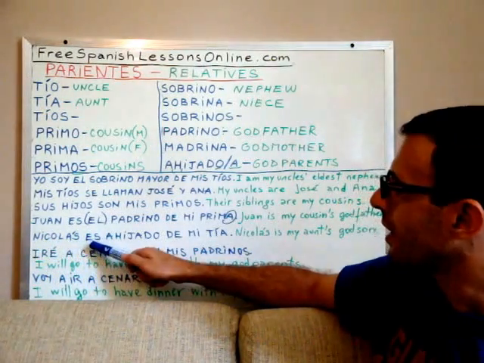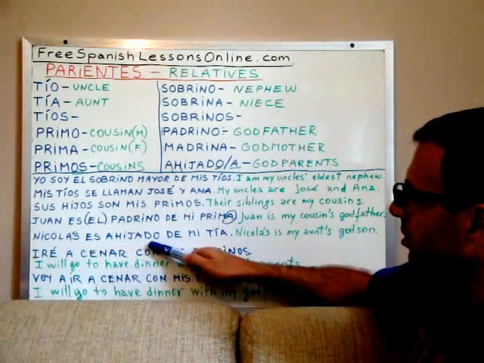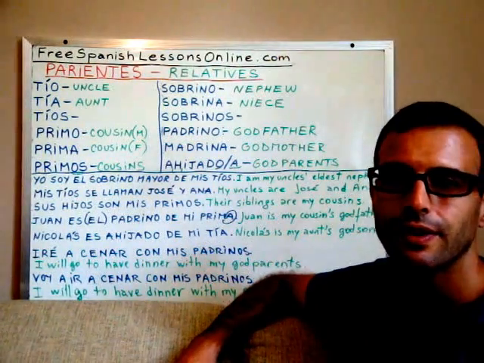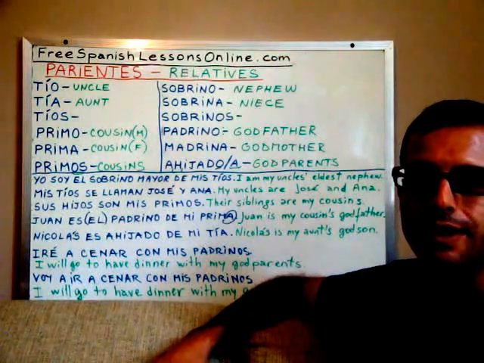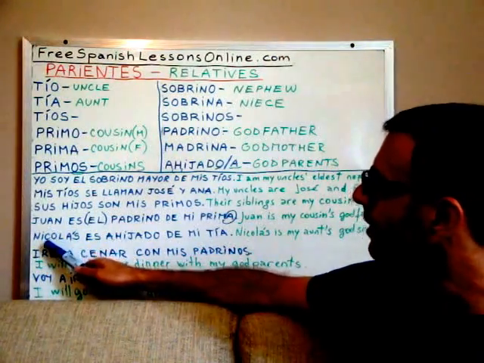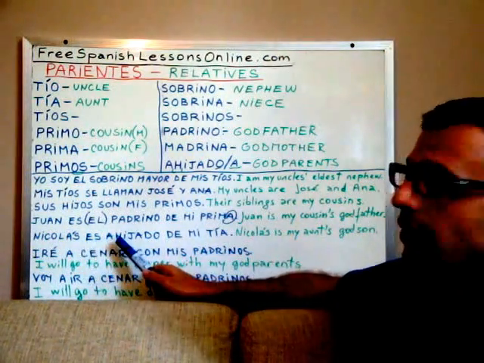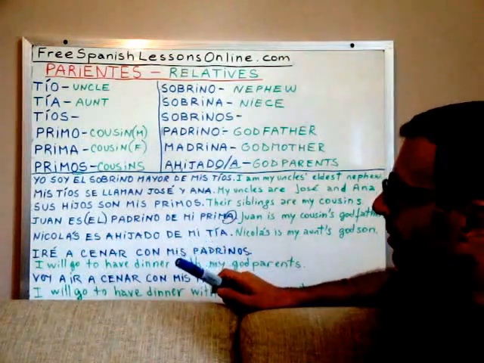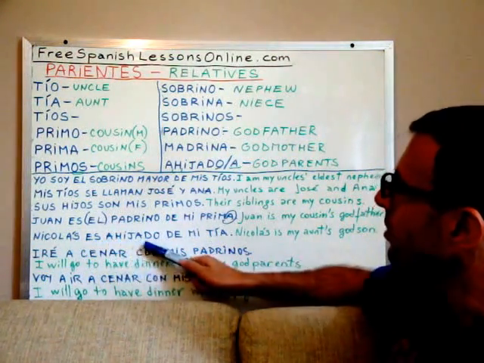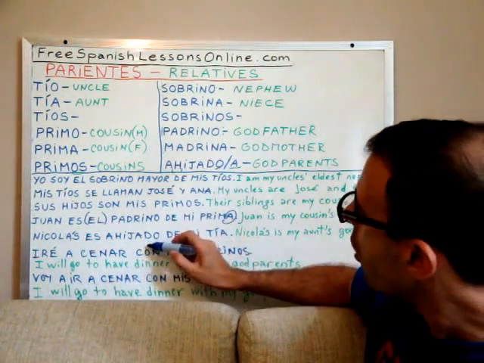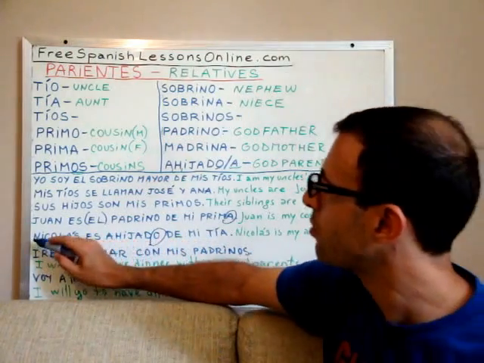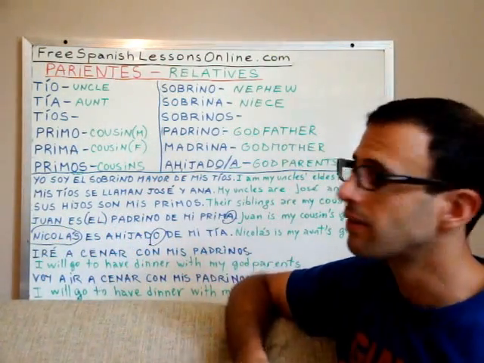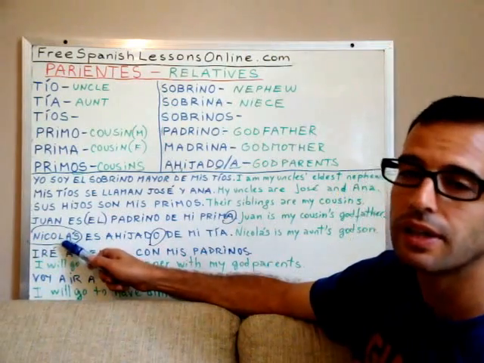Nicolás es ahijado de mi tía. This is, Nicolás is the godson of my aunt. Okay, so ahijado ends with an O because it refers to Nicolás. That is a given name for a man. Okay, it's a male, masculine given name.